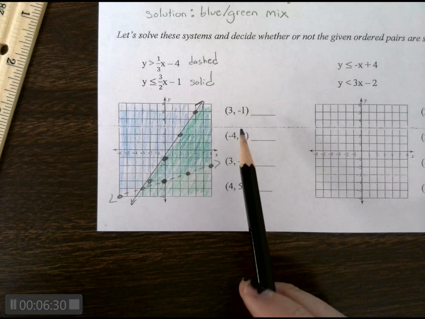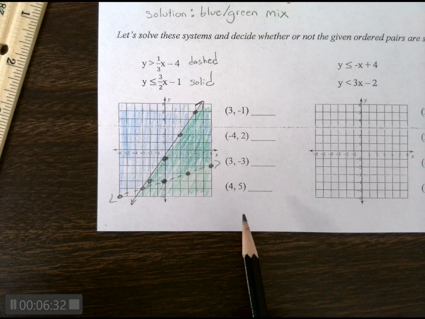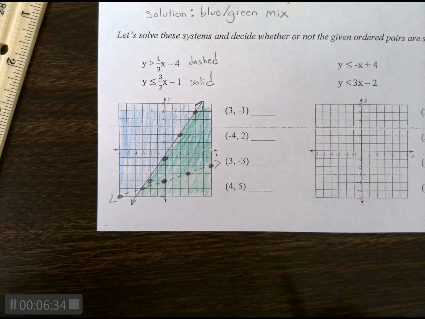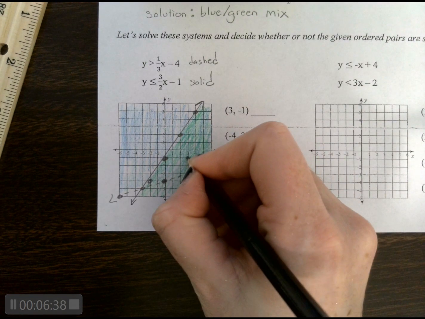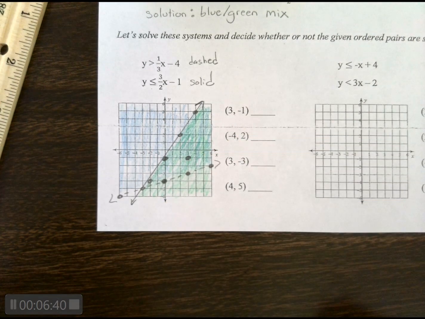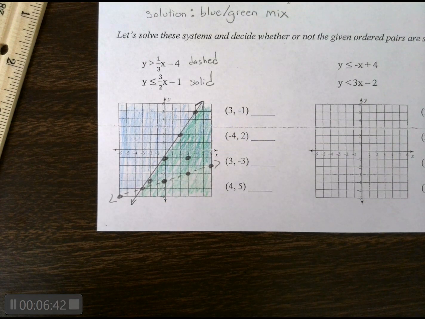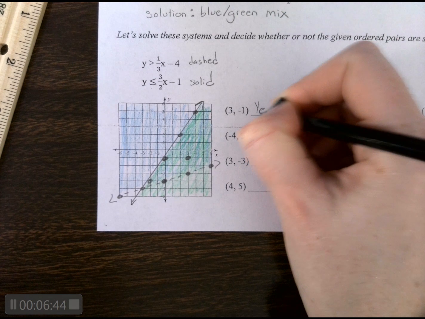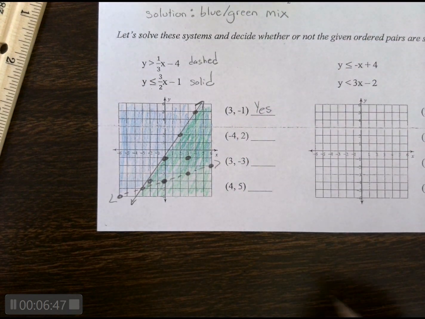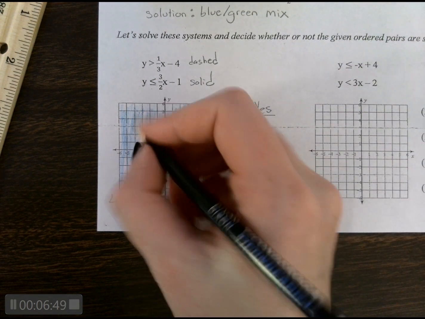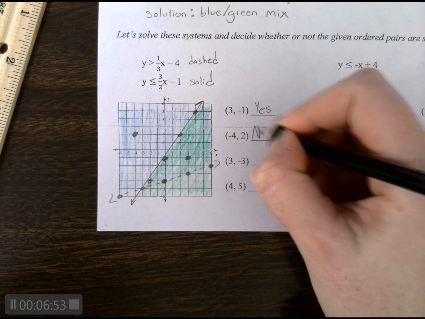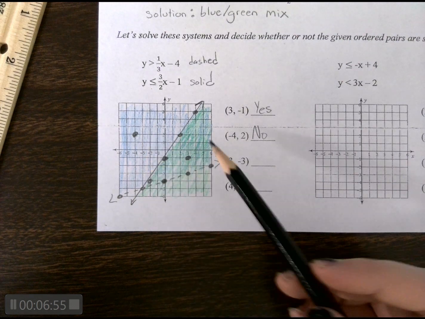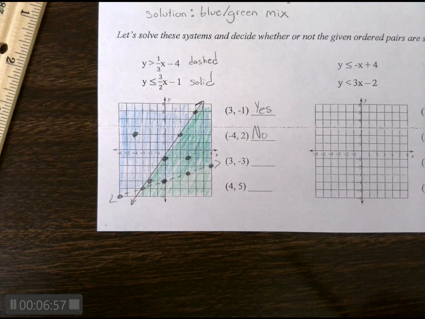So we are going to look at these points, we're going to plot them, and we're going to decide if they are in the solution set. So if we go to 3, -1, is this in our blue-green solution? Yes. So this would be a solution. Okay, what about -4, 2? No, this is not a solution because it's only in the blue. We need it in the blue and the green.